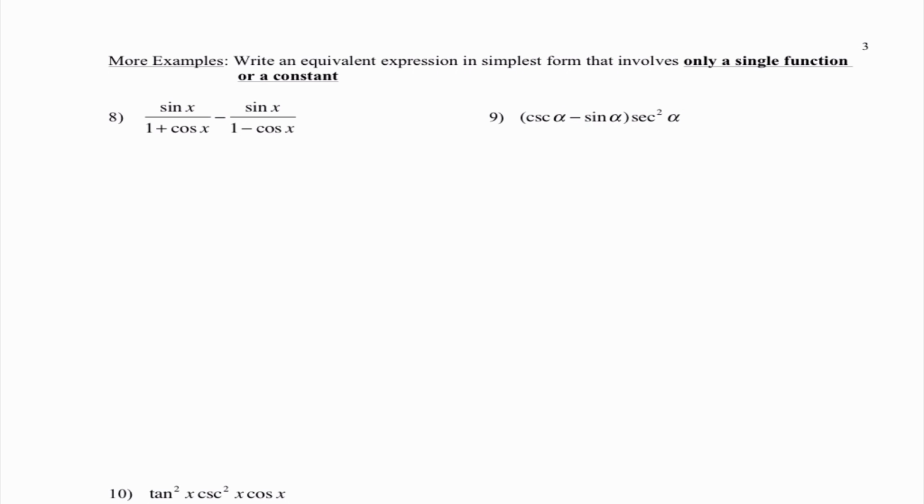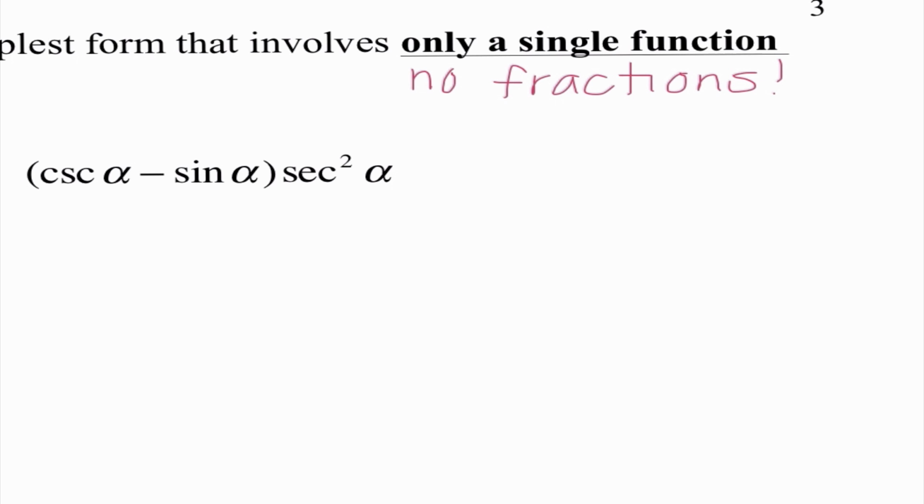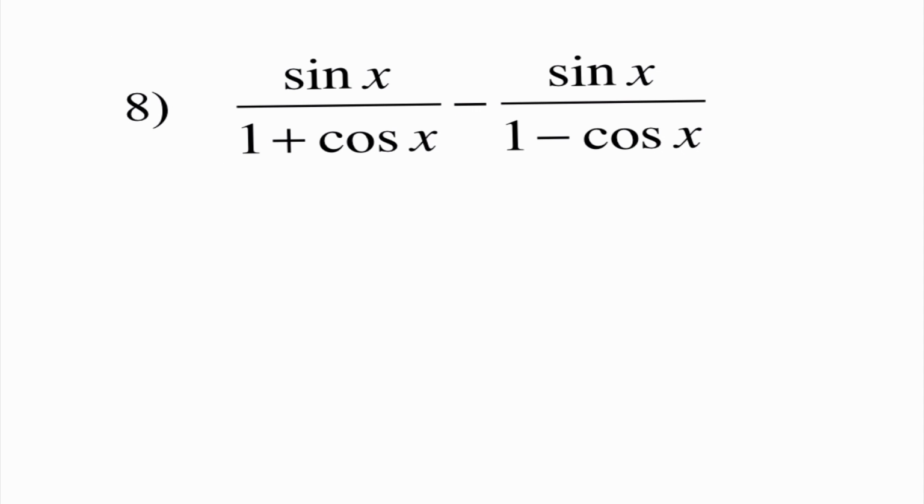Okay, our final 3 examples are going to hit on our second set of directions, which tells us that our answer should be only a single function or a constant. And what that really means to me is that I shouldn't have any fractions as my answer. So this time, if I'm left with 1 over cosine, I should give secant as the answer. If we look at number 8, I think number 8 is probably the toughest problem we've seen so far.